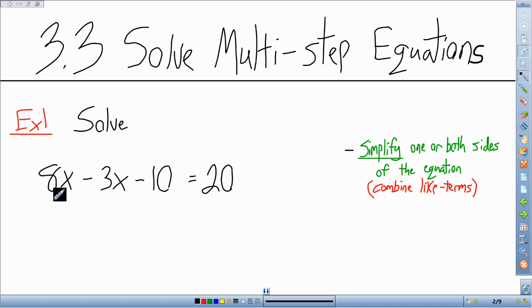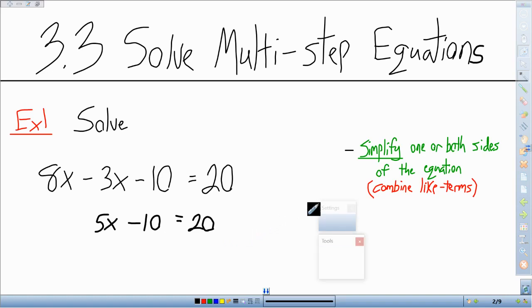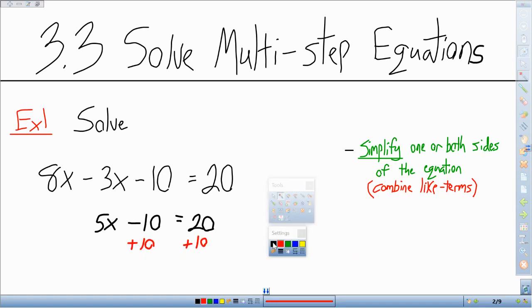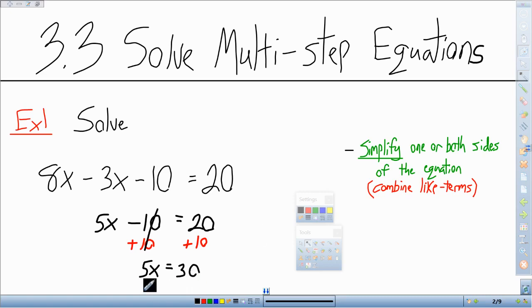So 8x minus a 3x gives me a 5x. Okay, and then I'm just going to bring down that minus 10 equals 20. And now if you notice, two-step equation, just like yesterday. So we'll add 10 to both sides. And it looks like we're getting 5x equals 30. And now we'll divide both sides by 5. By the way, I'm just going to do it in my head. If you're able to do some of this stuff in your head, I'm okay with it, but show me the steps. All right, so it looks like dividing by 5 goes into 30 6 times.